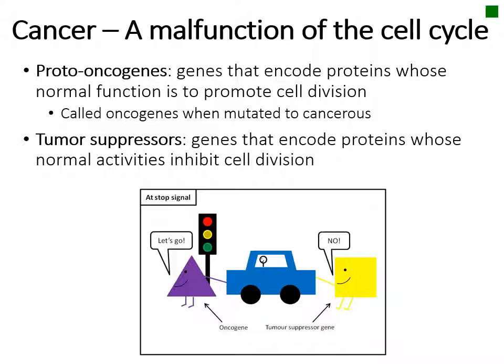If they are mutated, it is like the gas pedal gets stuck down and the cell divides all the time. Tumor suppressor genes encode proteins that prevent the cell division from occurring. These are like the brakes of the cell. If they are mutated, the cell loses its brakes, so it can no longer stop cell division when it's no longer needed. Typically, mutations occur in both types of genes, leading to uncontrolled growth and cancerous cells.